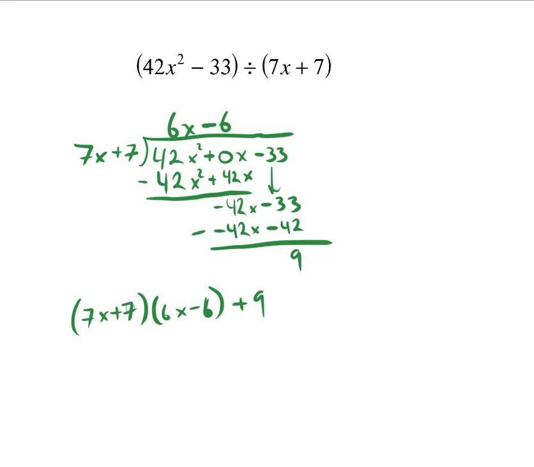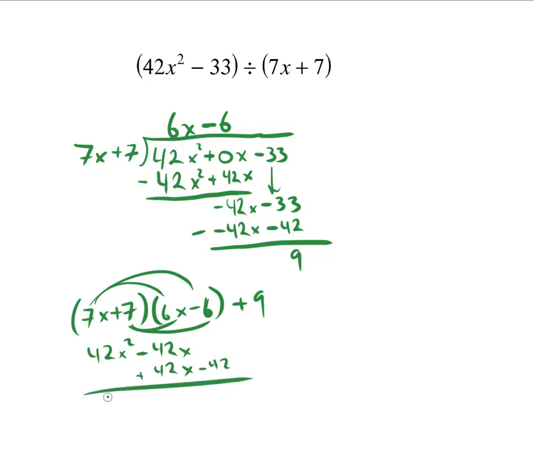Make sense? So in this case here, if I actually multiply it out, I get 42x squared, right? Then I get minus 42x, right? Then I get plus 42x, right? And then I get minus 42. And when I do that, I get 42x squared minus 42, right? But you'll notice this isn't what I originally started with. I started with 42x squared minus 33.